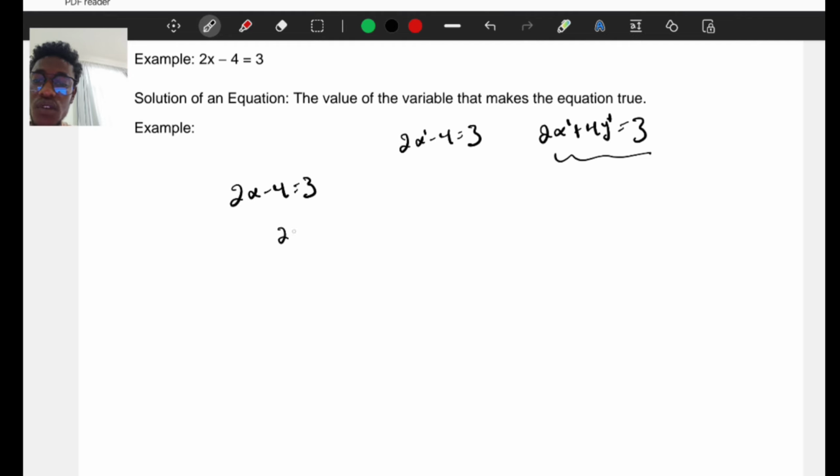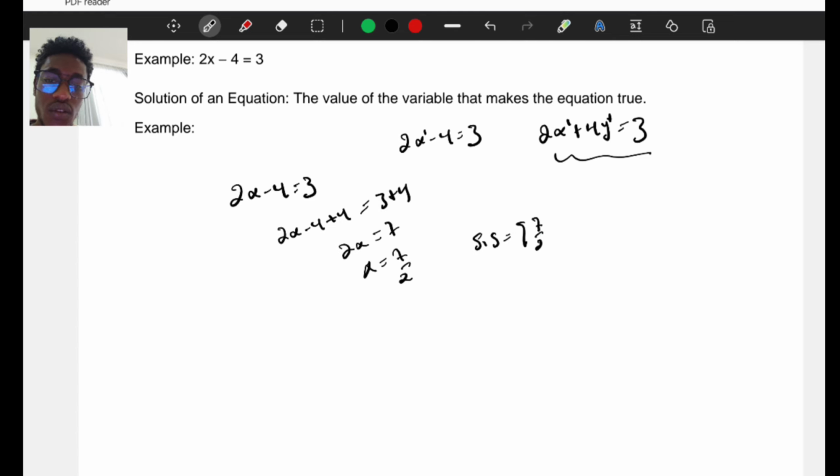For example, let's solve this one. 2x minus 4 equals 3. Adding 4 to both sides, 2x is equal to 7, x is equal to 7 over 2. So what we get is that the solution is 7 over 2.